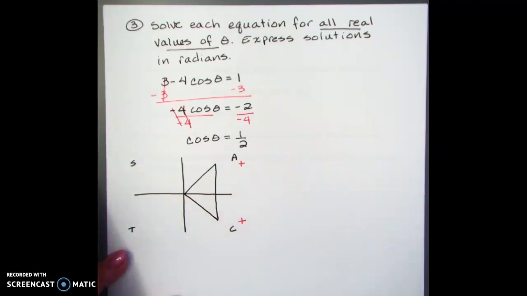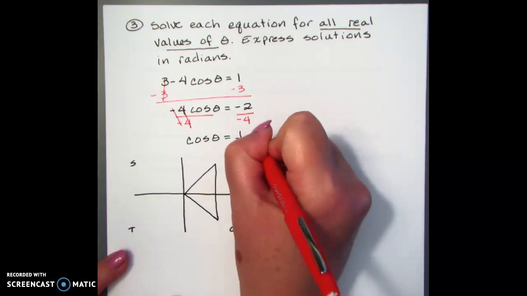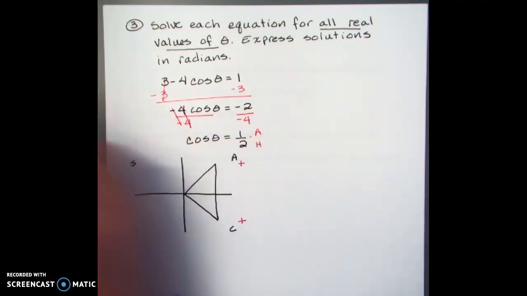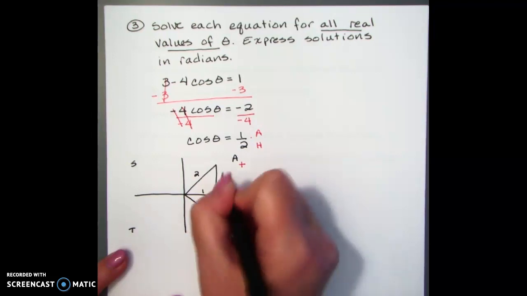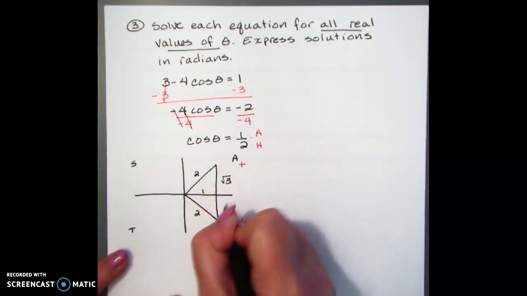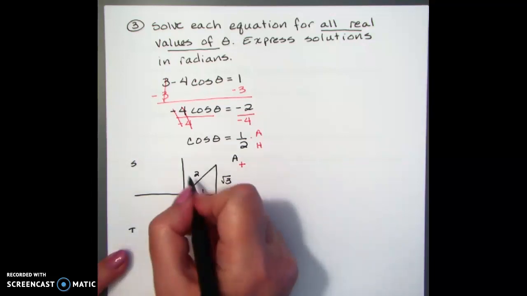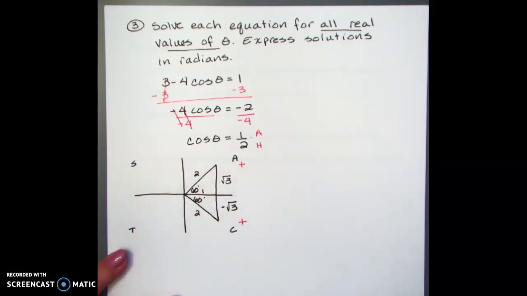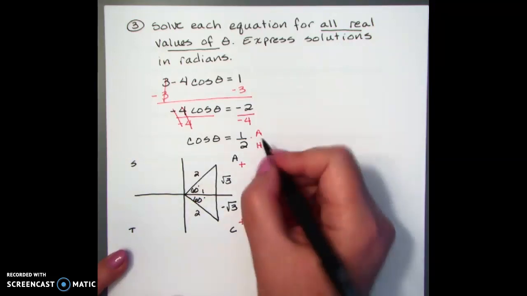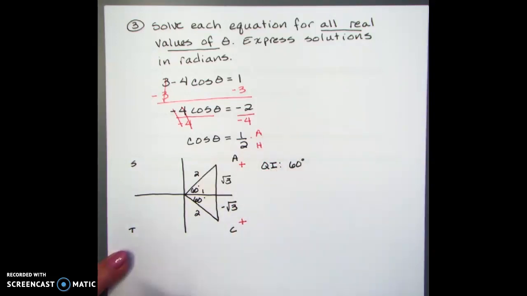which makes sense because on the unit circle, cosine is represented by x, and x is positive to the right of the y-axis. And so cosine is adjacent over hypotenuse. So if my adjacent is 1, my hypotenuse is 2. And again, 30, 60, 90 triangles. So I've got up root 3 and I have down root 3. So in both cases, my angle is going to be 60 because that's the measure of the angle opposite the root 3.